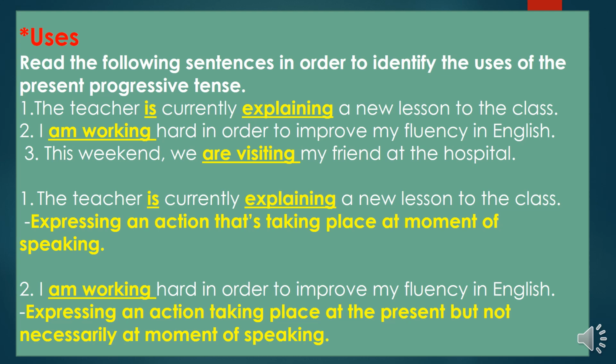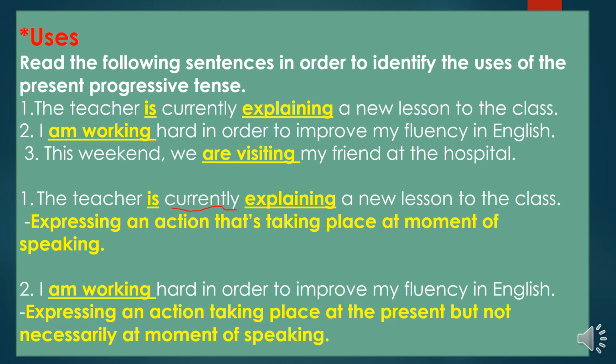So if you can see, all of the sentences are expressing actions that are done at the moment, now, or planned actions. So let's start explaining the uses. Let's move to the explanation of the first sentence. Number 1. The teacher is currently explaining a new lesson to the class.